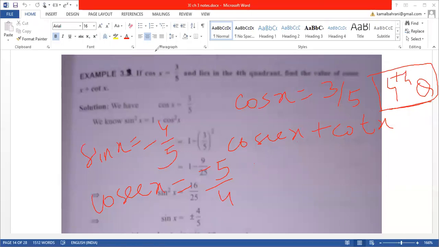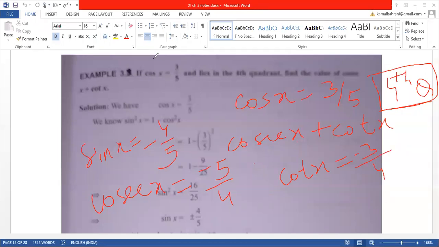Now talk about cot x. If we get cot x directly, cot x is equal to cos x upon sin x. So what is cos x? 3 by 5 upon minus 4 by 5. So what are we going to get? This 5 will get cancelled with 5. 3 by minus 4. So cot x is equal to 3 by minus 4, that is minus 3 upon 4.